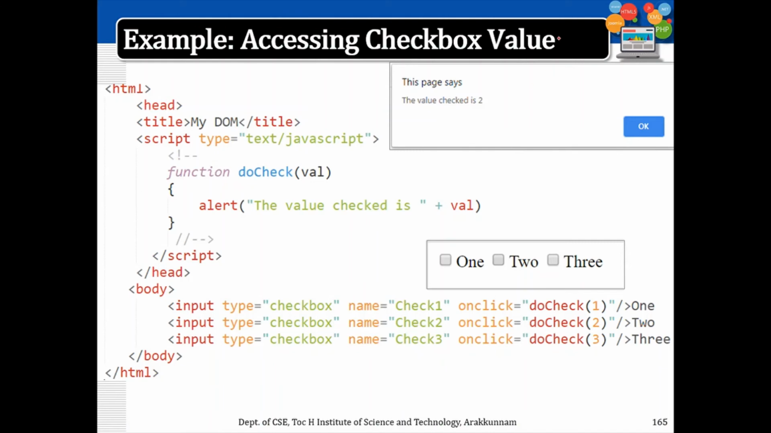Another example for helping you to work with checkboxes. I have three checkboxes. Checkboxes essentially may not have the same name as in radio, because we have the choice to select more than one checkbox. It has three different checkboxes with three different names: check 1, check 2 and check 3.